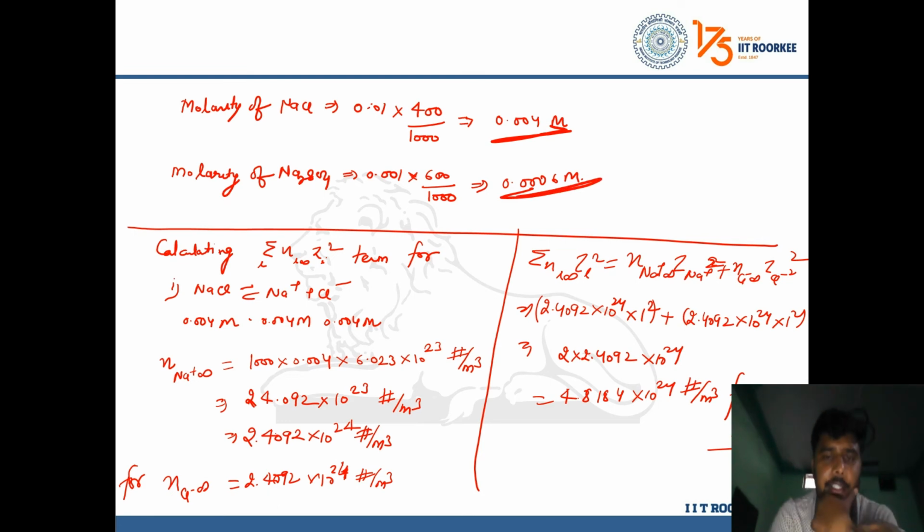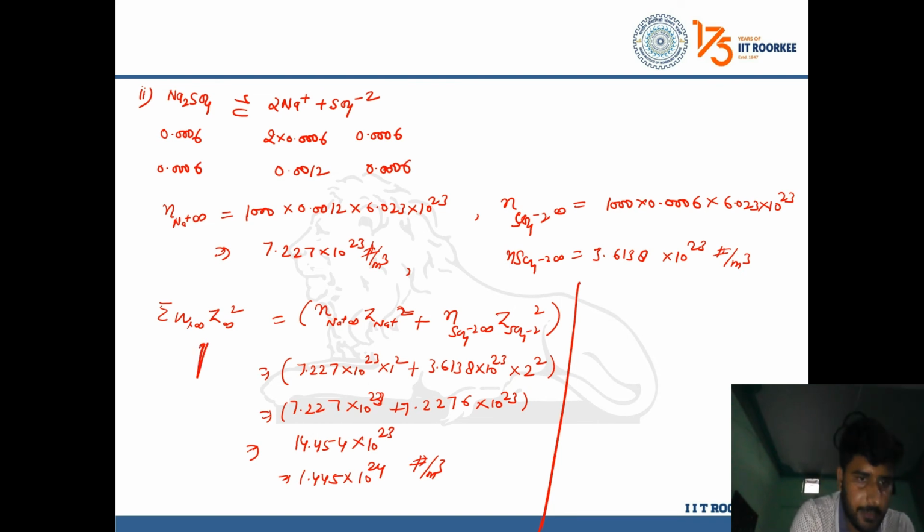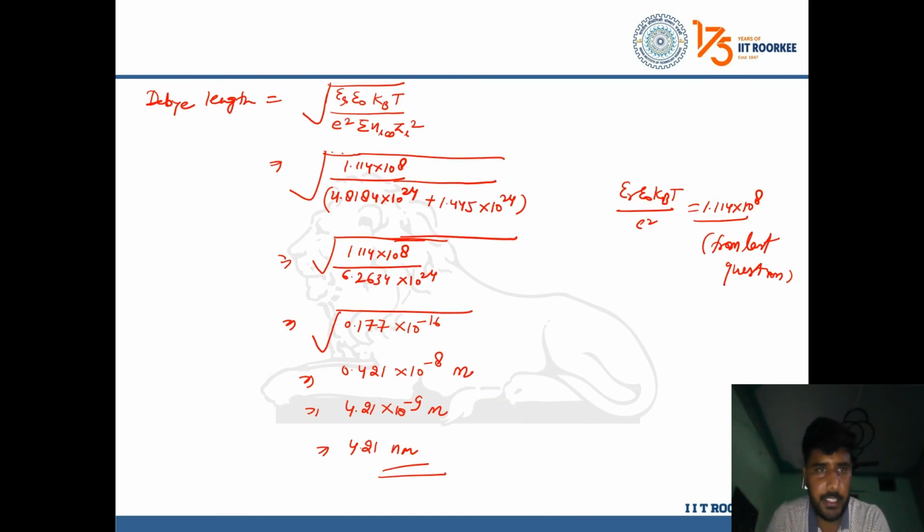Similarly for Na2SO4. After that, you have to calculate the number density for sodium chloride and sodium sulfate individually, and the total value you will get by adding the number densities, or you can calculate the summation for each individually, and later on add those two values like this. So this is the final value of this term, and simply you can calculate the Debye length by applying this formula and putting that value here.